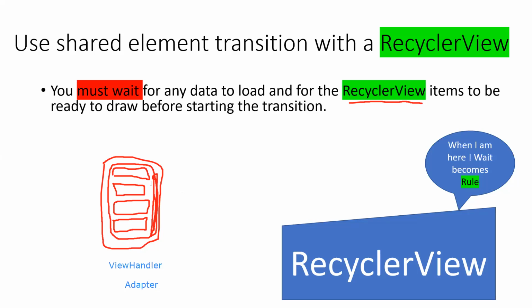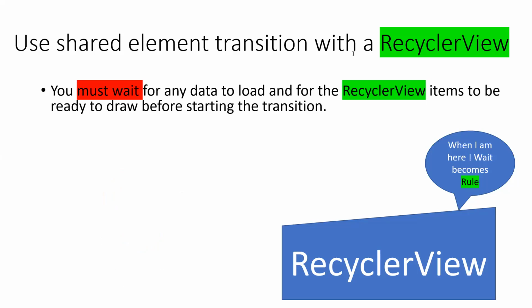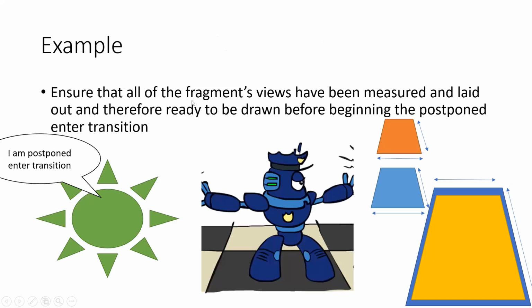With this, we will move to the process of how we can use this RecyclerView to use shared element transitions. So let me just clear the drawing and move on to the next slide. With this small introduction of RecyclerView, let's move forward. Let's take an example.